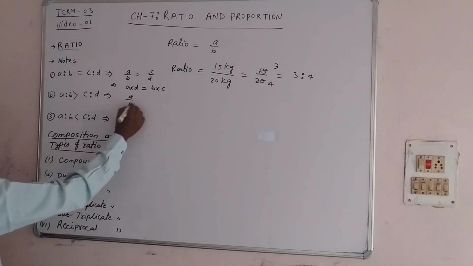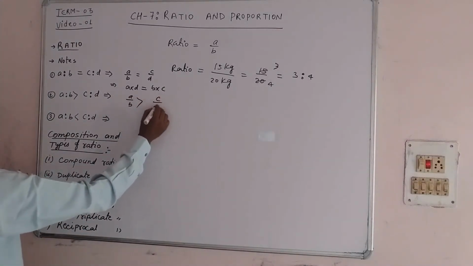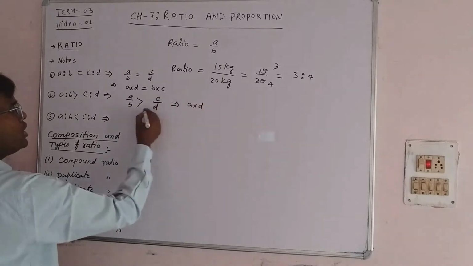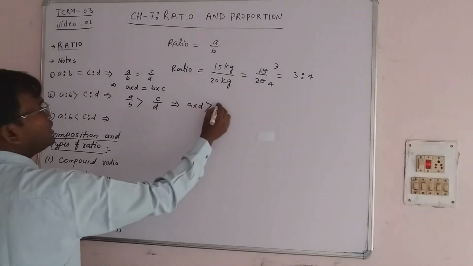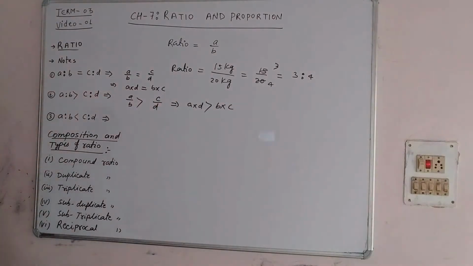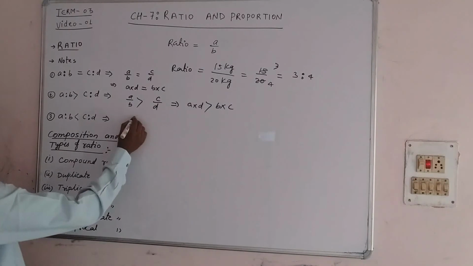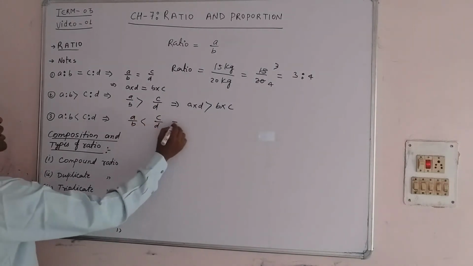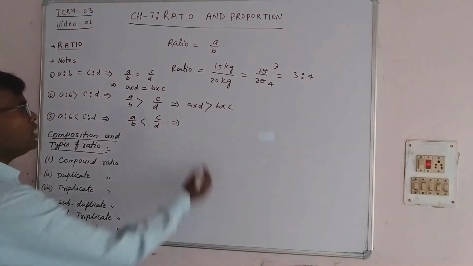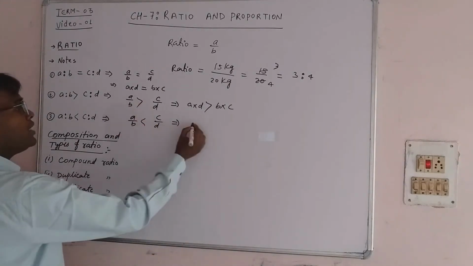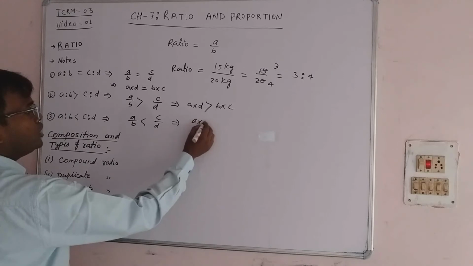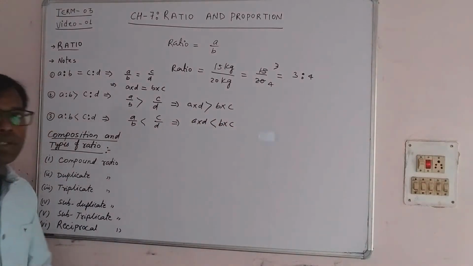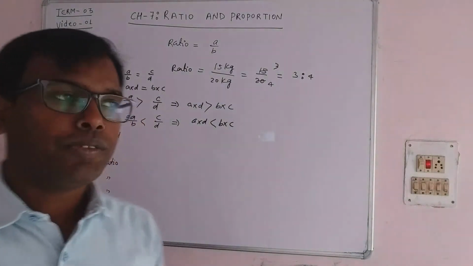If A by B is greater than C by D, then again do the cross multiplication: A into D is also greater than B into C. In the third one, A by B is less than C by D. Do the cross multiplication. The condition will remain the same. That means A into D is less than B into C. The conditions do not change.